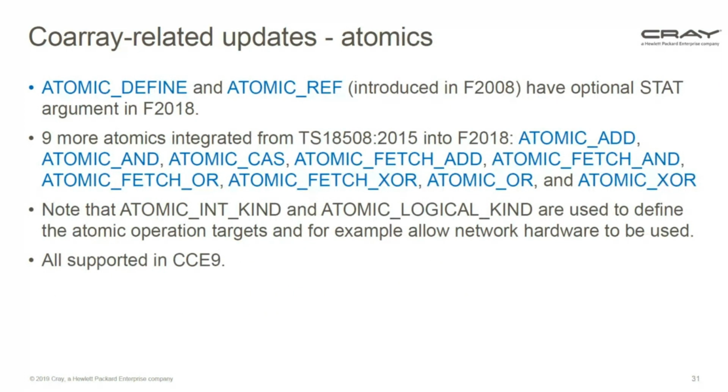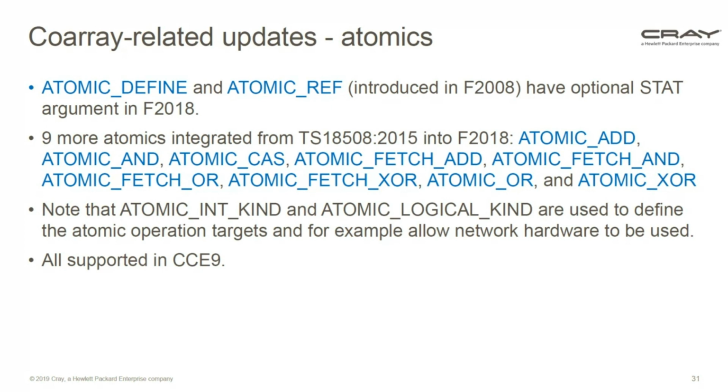And there's been quite a lot of atomic routines added. So these are quite important because they give the ability to do a remote atomic update. And they also give the ability to do it on a special kind of variable that's declared with a special kind value. That means the implementation has the ability to do these atomics in the network hardware. So this is true of the Aries network on a Cray XC.